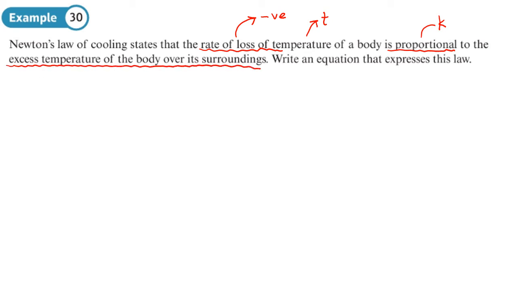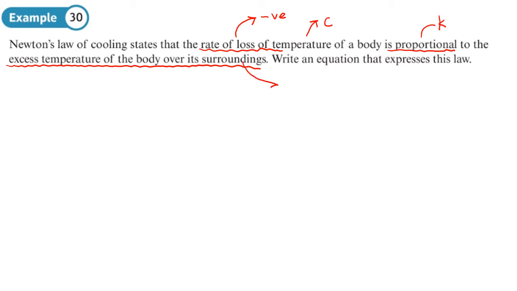Excess temperature of the body over its surroundings. Write an equation that expresses this law. Now, because we're looking at temperature, I shouldn't really use T to represent temperature because we're going to be using T for time. So is it Fahrenheit or Celsius? Doesn't say. So let's use C for Celsius. Yeah, so we're going to use the temperature of that body.